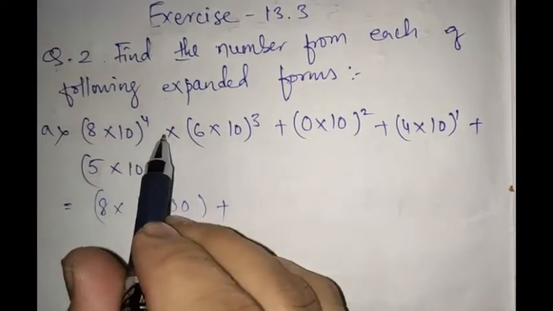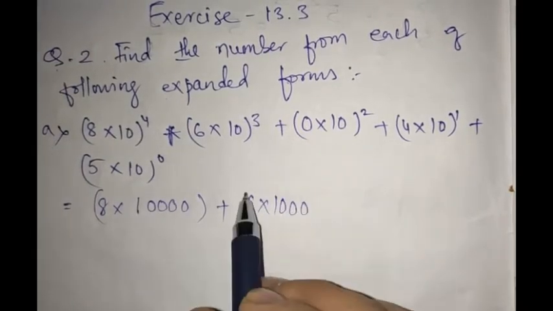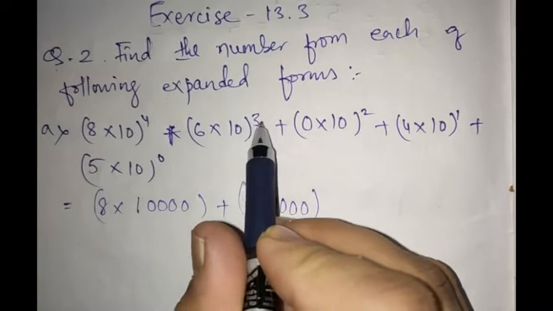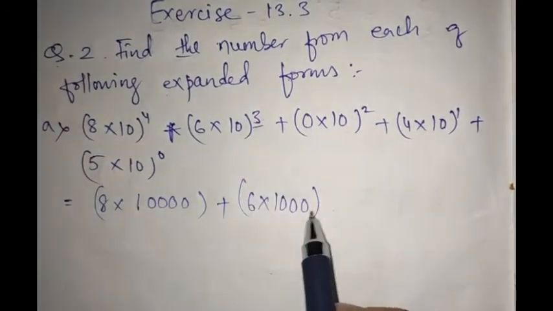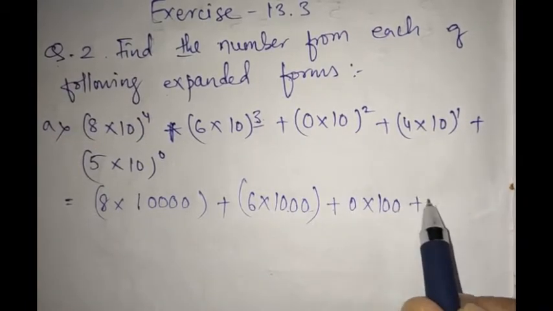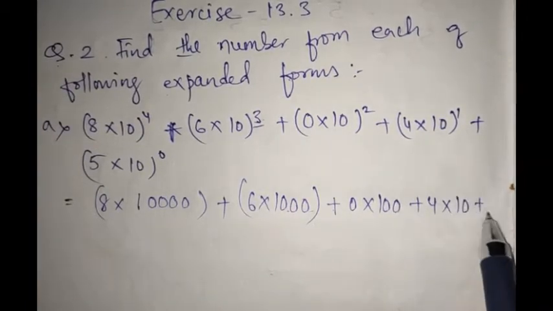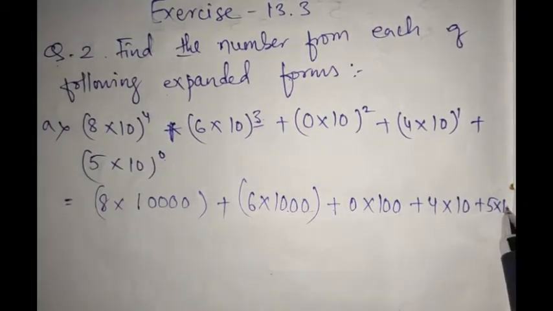Put the plus sign over here, it will be plus 6 into 1000. Why? Because there are 3 0s. The exponent 3 will indicate that there will be 3 0s. Similarly 0 into 100 plus 4 into 10 plus 5 into 1. Yes, because 10 to the power 0 means 1.